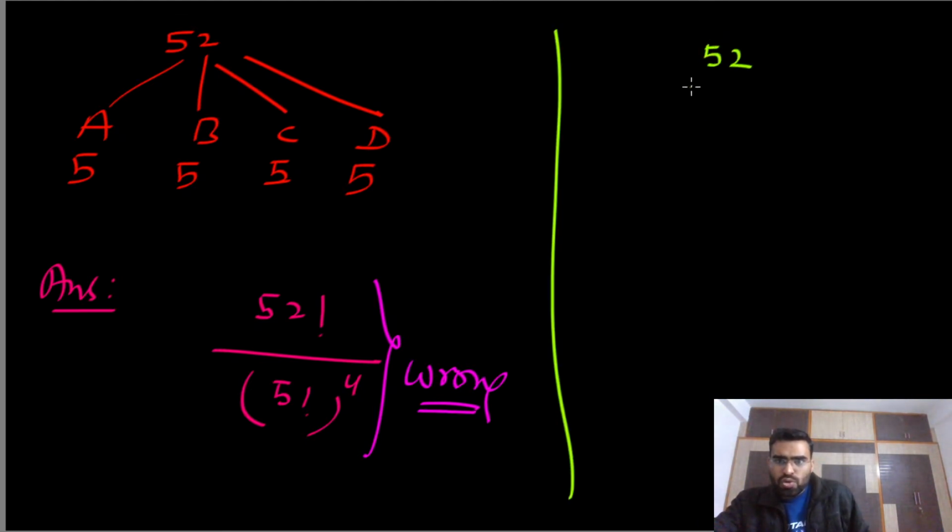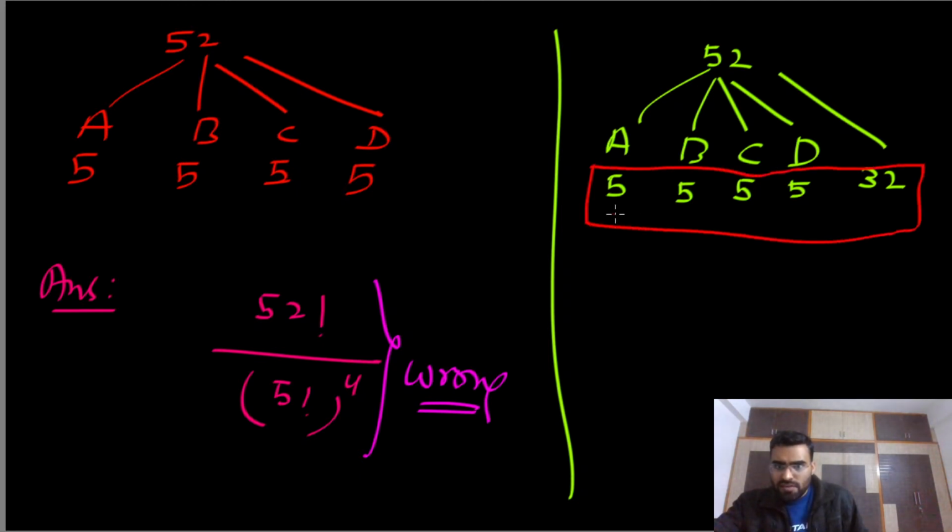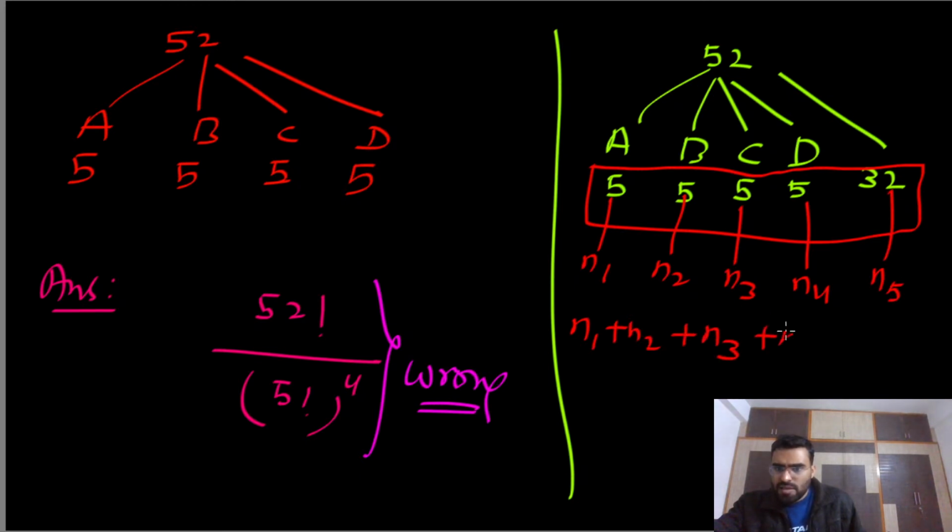So it's like this: from the 52 cards, 5 cards you are giving to A, 5 cards to B, 5 cards to C, 5 cards to D, and you can think of the remaining cards, 32 cards, as put separately, extra. Now you can notice these are n1, n2, n3, n4, and n5. Now you can notice their summation is also n: n1 plus n2 plus n3 plus n4 plus n5 is equal to n.